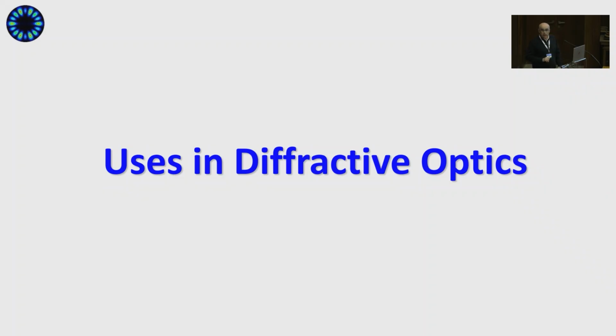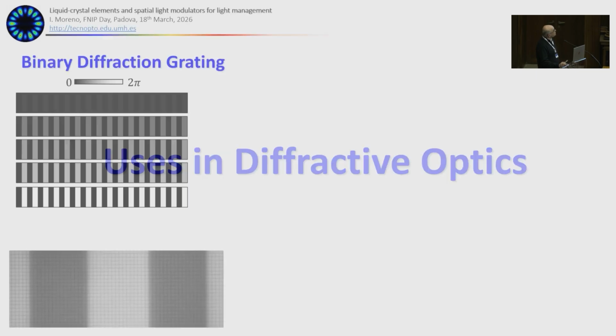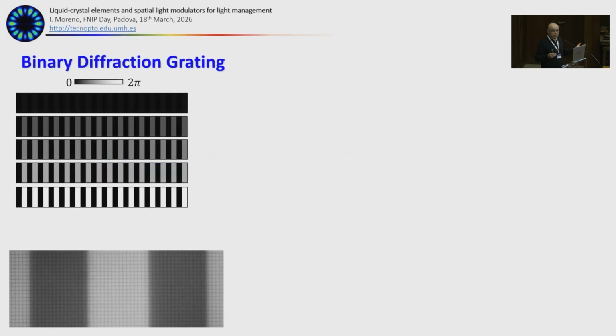So let me now give you some examples of the things that you can do with these displays. I mentioned that their main use is diffractive optics. So which is the first element we can consider in diffractive optics? The simplest one. It's a diffraction grating. A diffraction grating can be made simply by making stripes of 2 phase levels periodically distributed all over the screen. You can see here a picture of what we see on the screen.